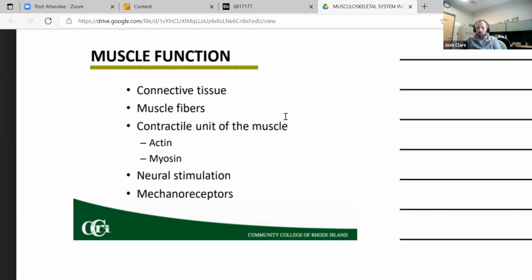Where the muscle attaches to the nerve, because the nerve is going to send a signal to the muscle on when to contract, is called the myoneural junction. In that, we also have mechanical receptors embedded in the muscle tissue. A couple of those receptors are, one, muscle spindles. They're going to respond to the stretch of a muscle.